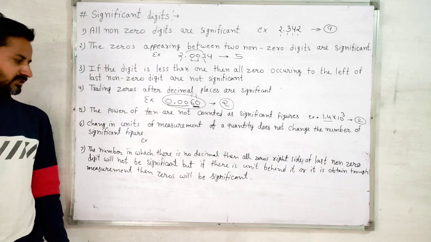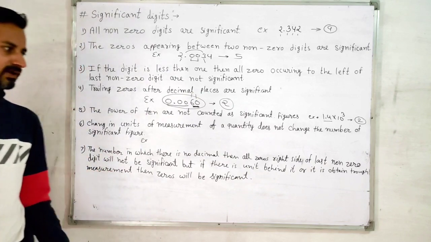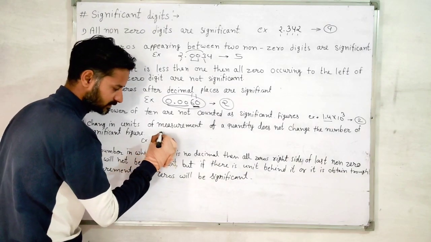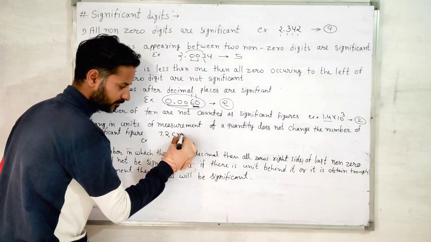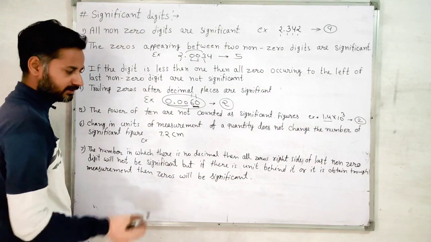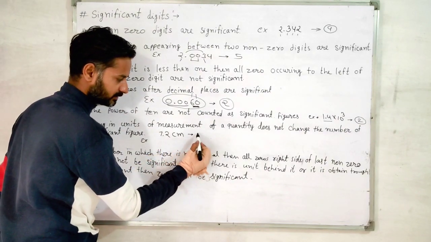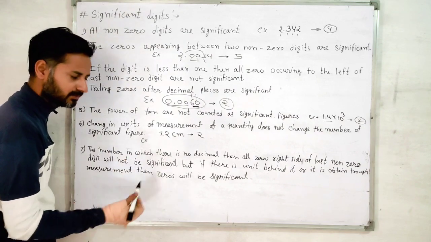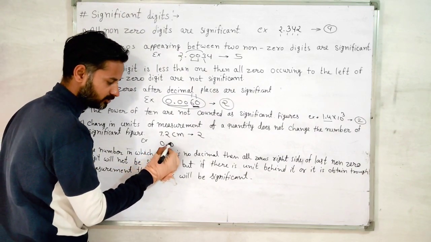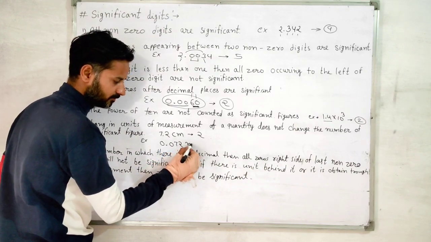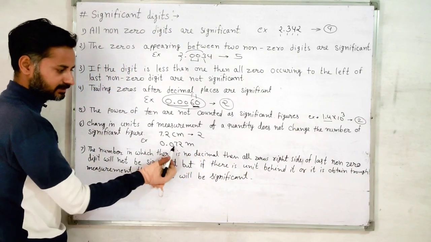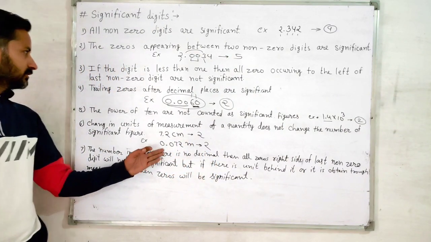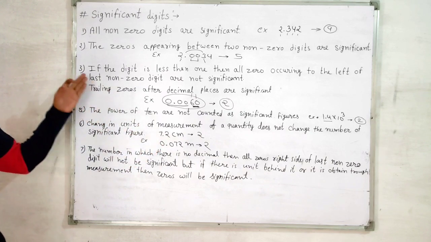Next rule is change in unit of measurement of a quantity does not change the number of significant figures. For example, 7.2 centimeter. In this case, we have two significant digits. If we change the unit, if we convert it into meter, then we get 0.072 meter. Again, in this case, the significant digits will be 2, as this belongs to our third rule.